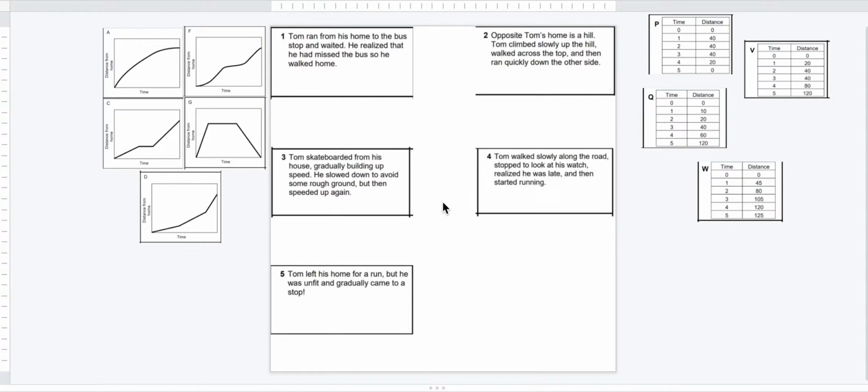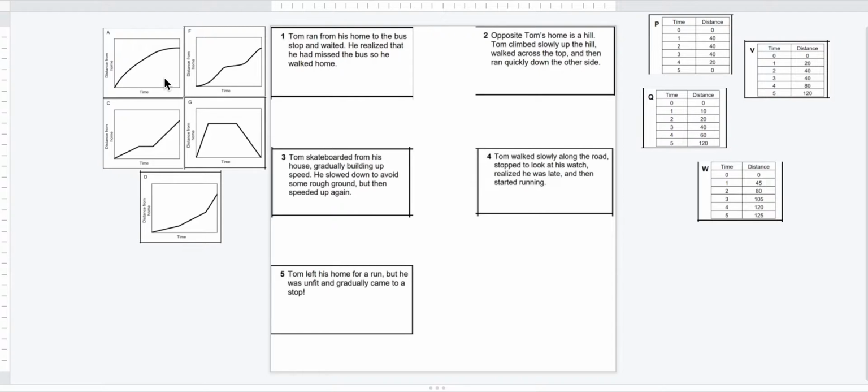Hey boys and girls, I want to talk with you again about distance and time graphs. So on this page, I have 5 situations, and we are going to look at the graphs over here and see which one matches what's happening in these situations, these sentences we're going to read.